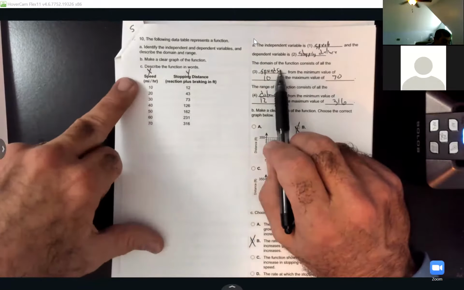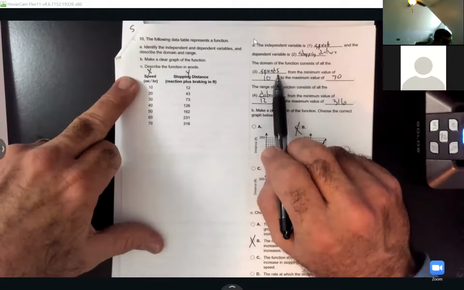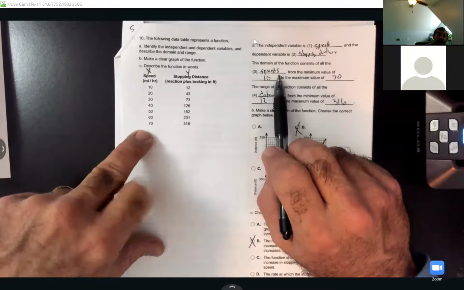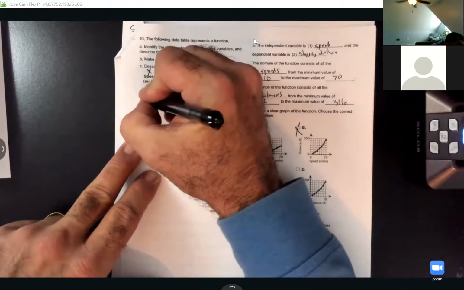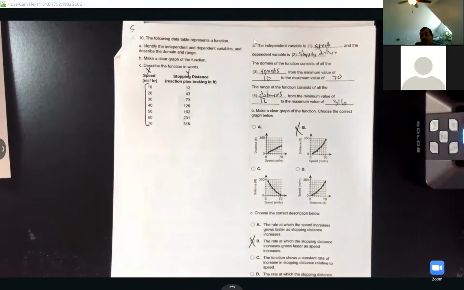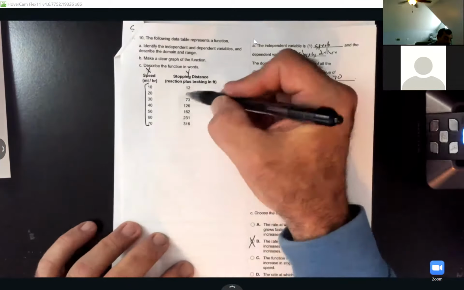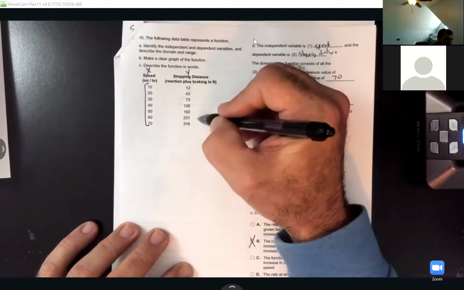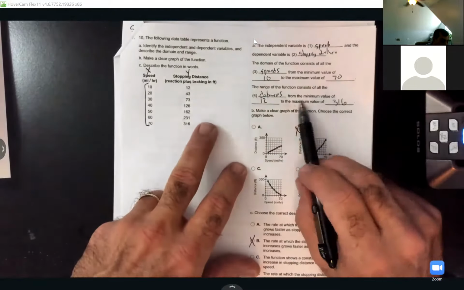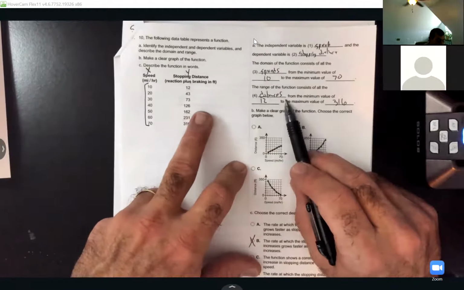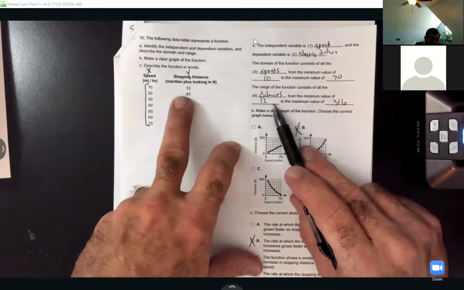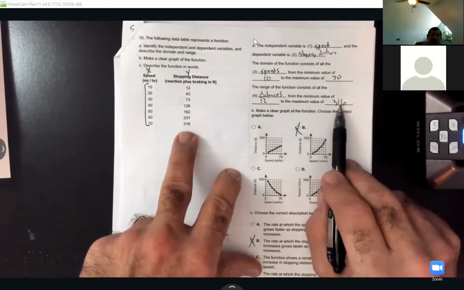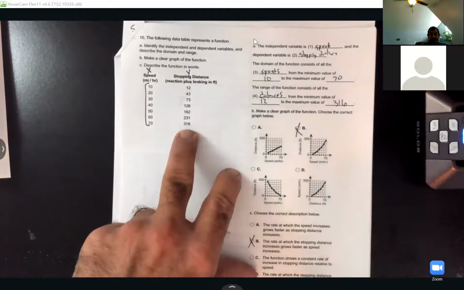So the domain was my speeds from a minimum value of 10 miles per hour to a maximum value of 70. So you're looking on your data from what numbers your range goes from. So here comes my domain. So here comes my range over here. It was the stopping distance. We had a minimum value of 12, and then we had a maximum value of 316.